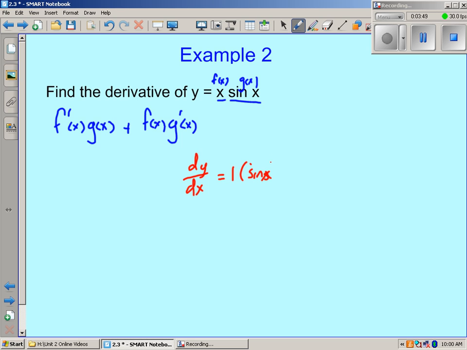And then I will add on, leaving x alone and taking the derivative of g of x, which turns into cosine of x. And so my final derivative for this one is going to be sine x plus x cosine x, and that is what I get when I do my product rule of this.